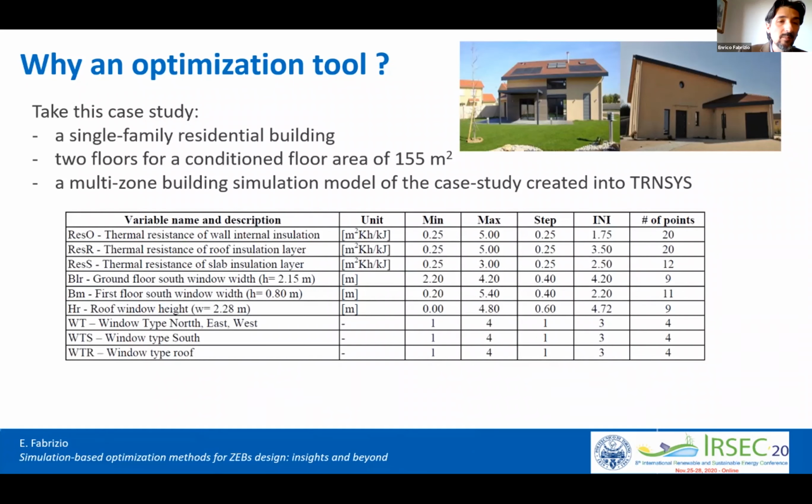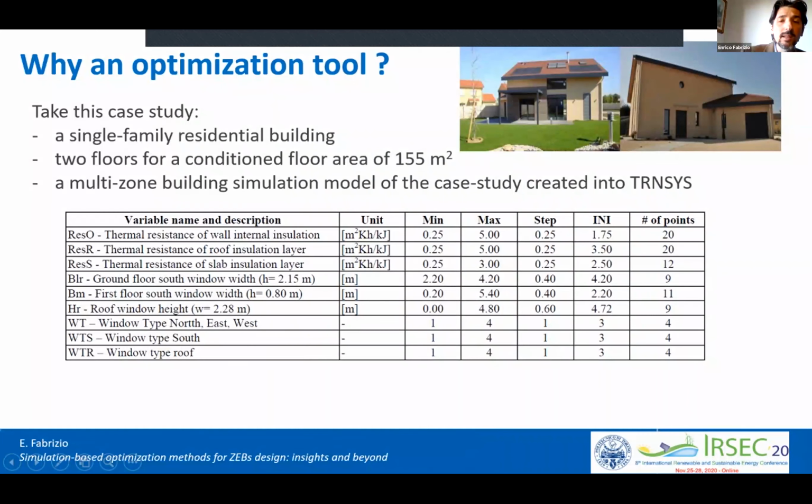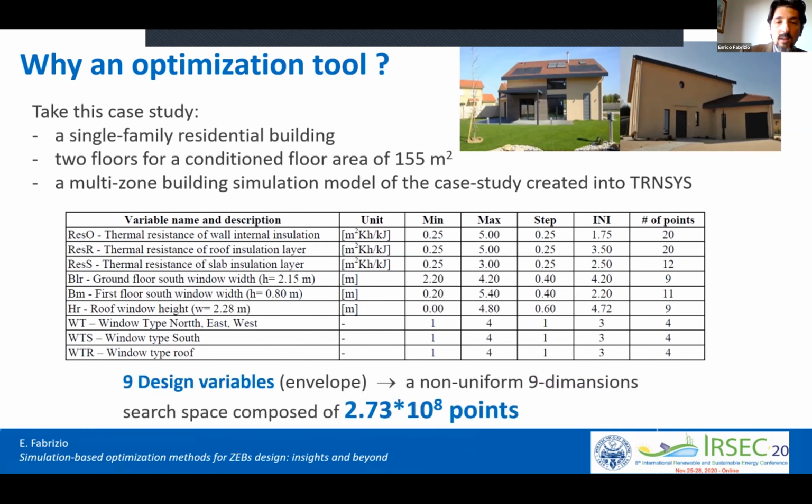Let's think about 9 parameters that concern only the envelope of the system, like thermal resistance of some envelope components, like the window types, etc. They have an initial value, a maximum and minimum value, and some steps, so there are different numbers of points. In the end, this optimization problem is a 9-dimension, non-uniform 9-dimensional space search with this very large number of points.